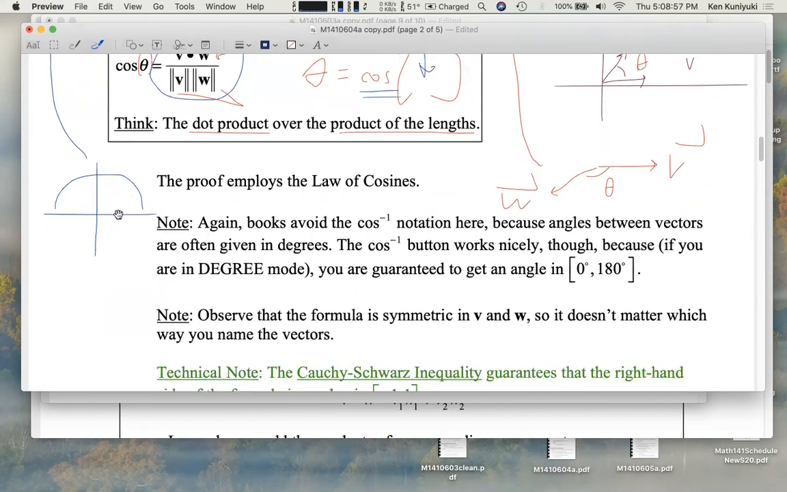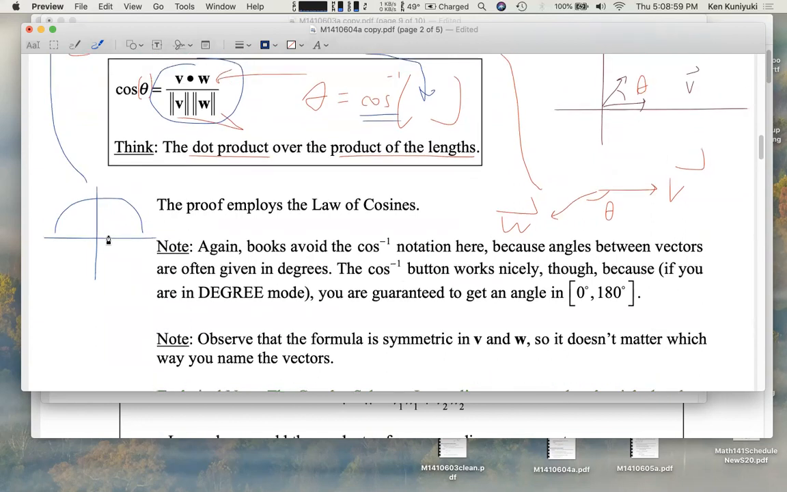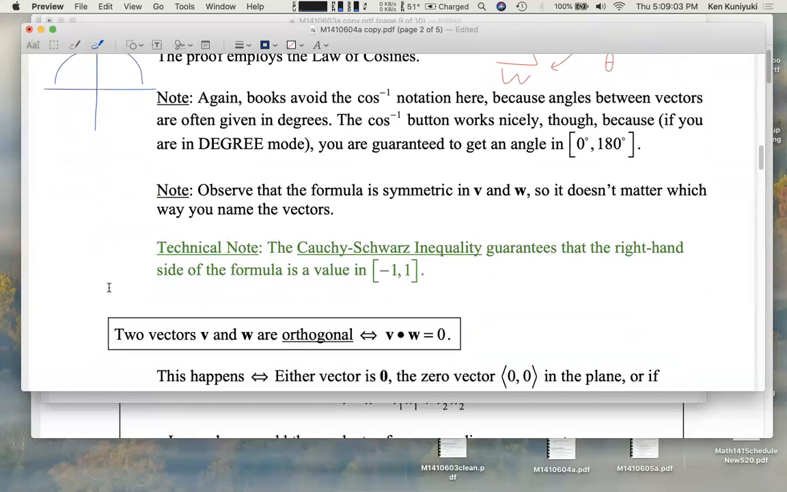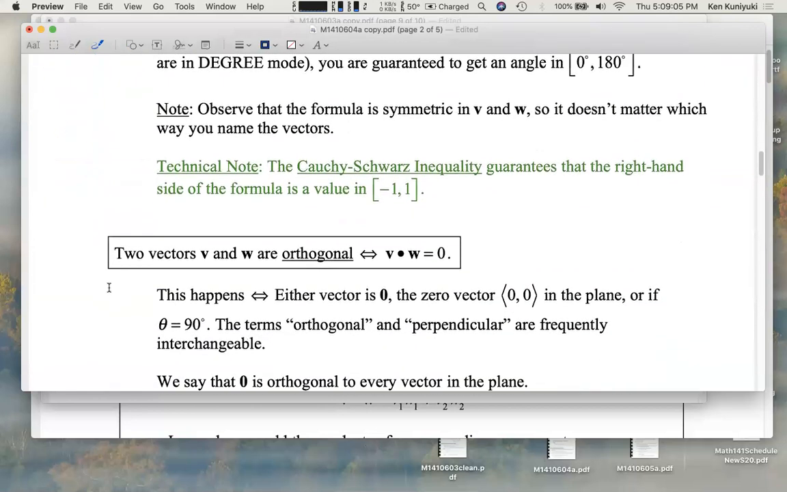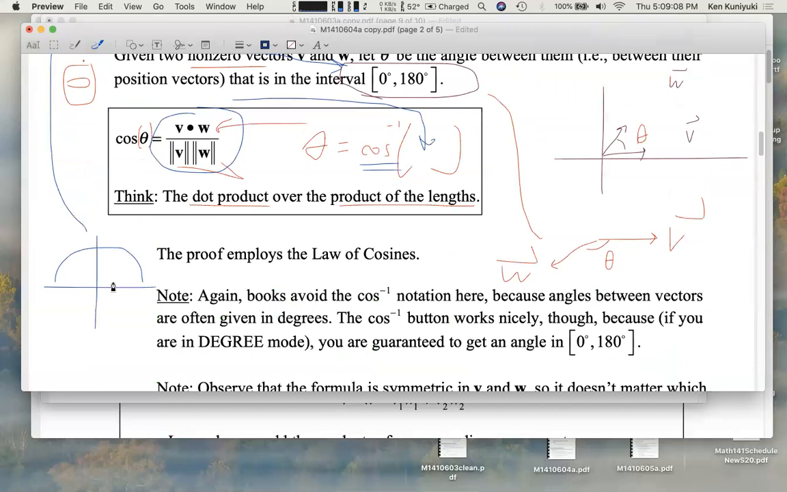We don't have any range problems like we could have had with inverse tangent, like we did in that one example. All right. Here's another great thing about the dot product, and it's related to this over here.